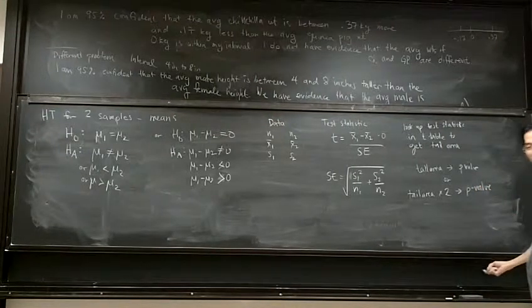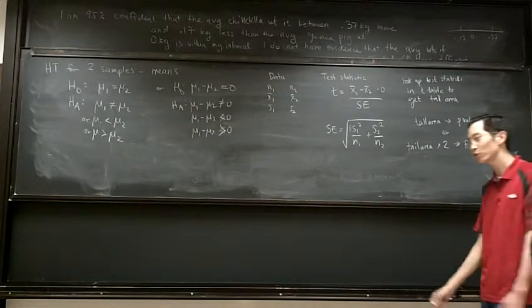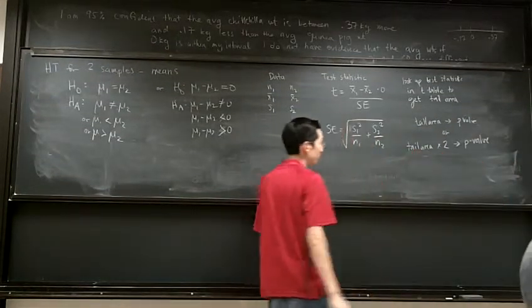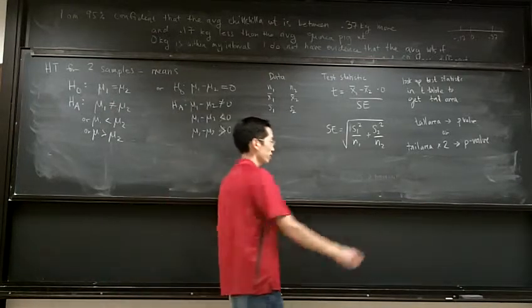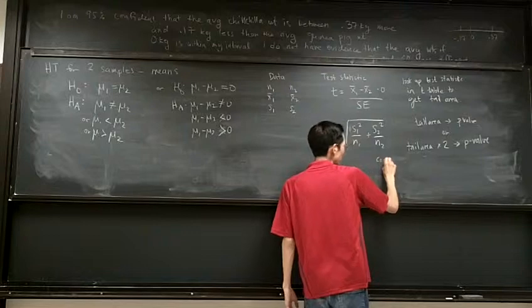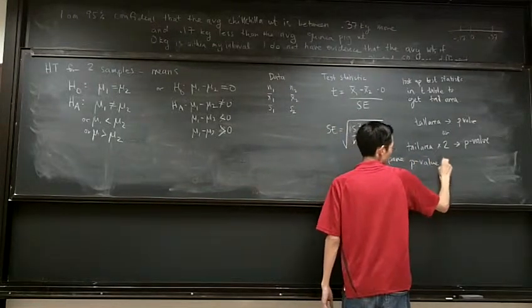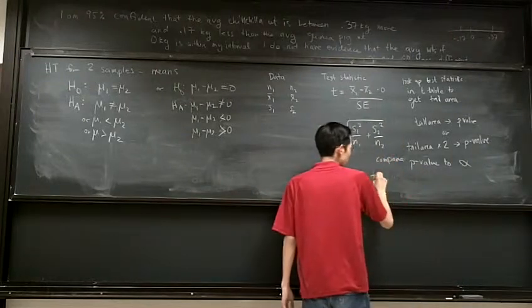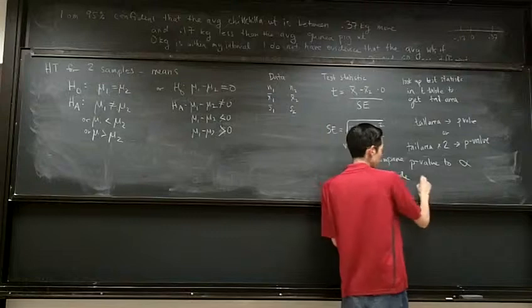And what are the rules regarding that? It's whether it's a one-tail or two-tail test. Once we have our p-value, what do we do? Compare p-value to alpha, to decide whether to reject or not to reject the null hypothesis.